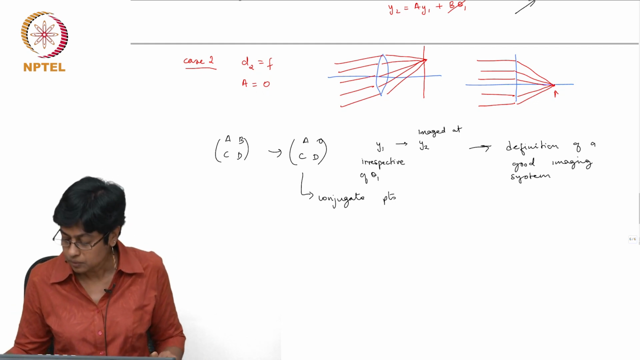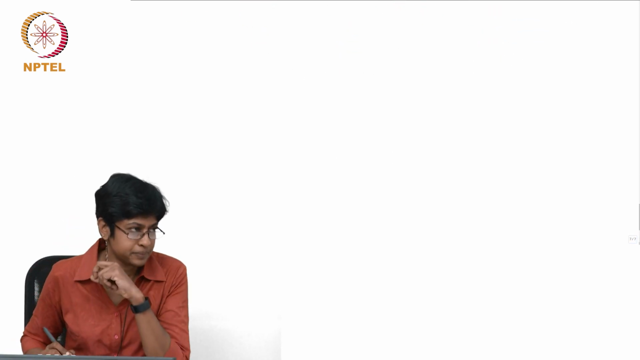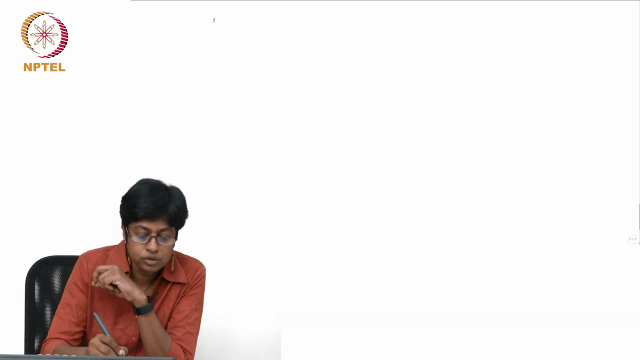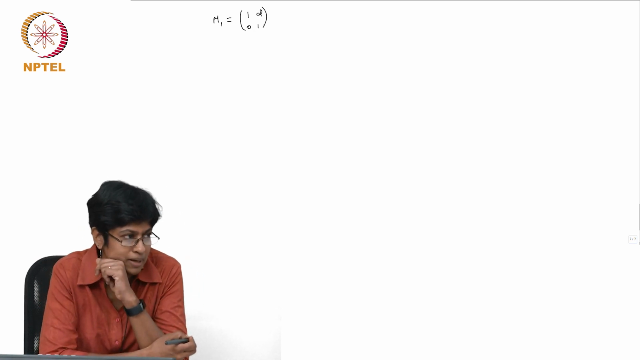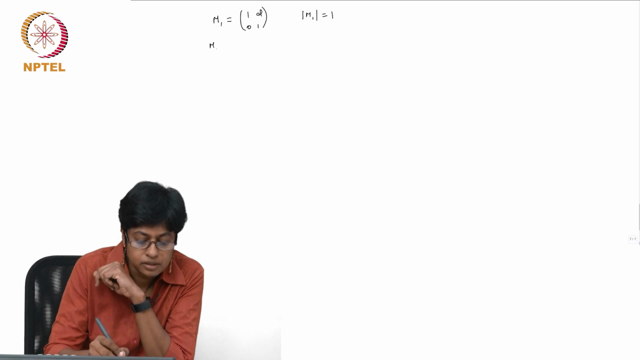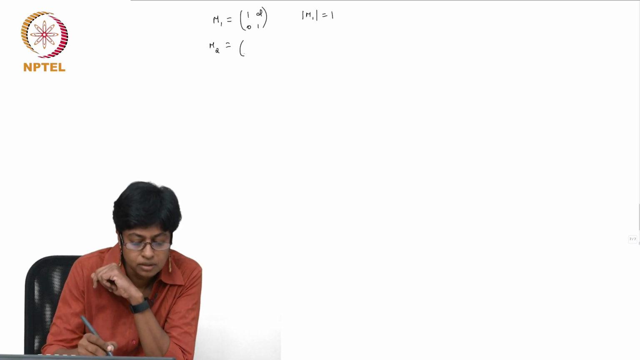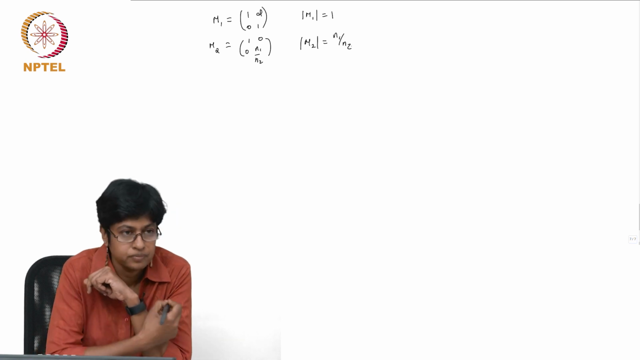Okay. Now, another thing you might not have noticed, but if you look at the matrices we developed yesterday, we did a matrix for travel through free space. If a ray traveled through free space a distance d, this was the matrix that you got. The determinant of this matrix is 1. If you did the matrix for refraction, we had 1, 0, 0, n1 by n2, and the determinant of this matrix was n1 by n2, right?